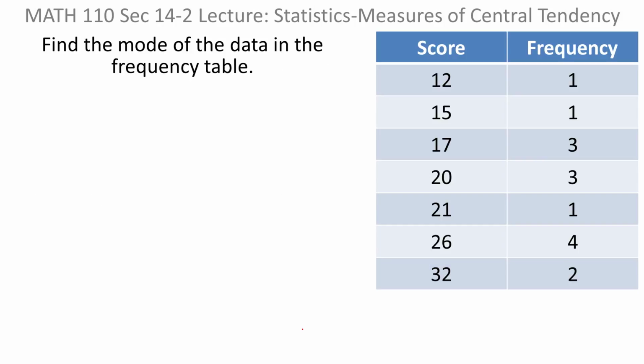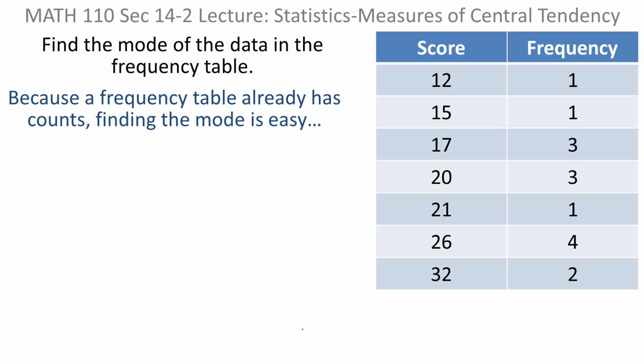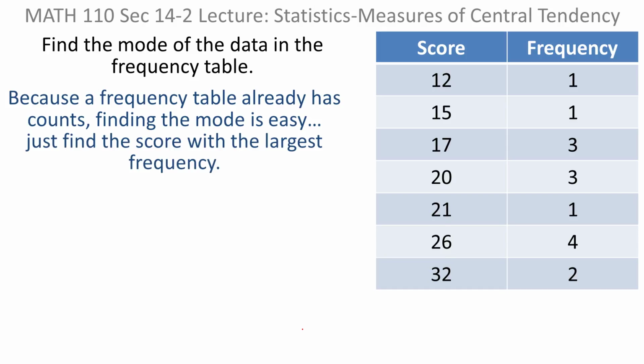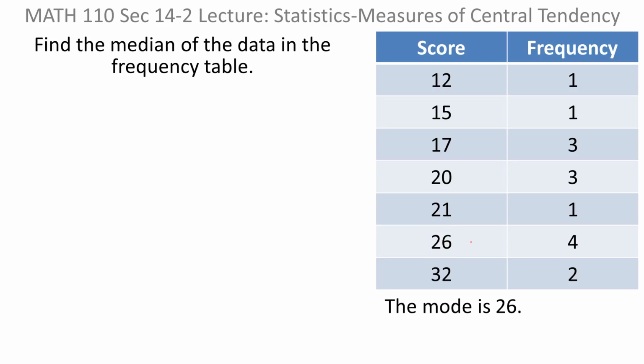Suppose I gave you this frequency table with different scores and their frequencies and asked you to find the mode of that data. That's the easiest question that you could be asked, probably, because a frequency table tells you how many times each data point appears, and the mode is the one that appears the most often. So if you're given a frequency table and asked to find the mode, all you have to do is look. The number with the highest frequency, in this case 26 has a frequency of 4, that's your mode. So a frequency table is a perfect way to find modes.